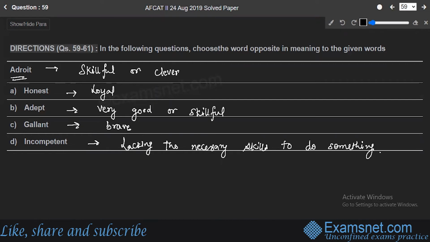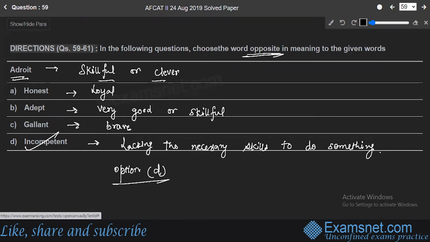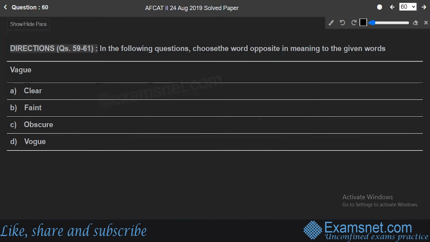So, adroit means skillful or clever, and you have to choose the word which is opposite. Obviously, incompetent. This option D is the correct opposite word to the given word. So option D is the correct answer to this question. Hope this is clear. Let's move to question number 60.